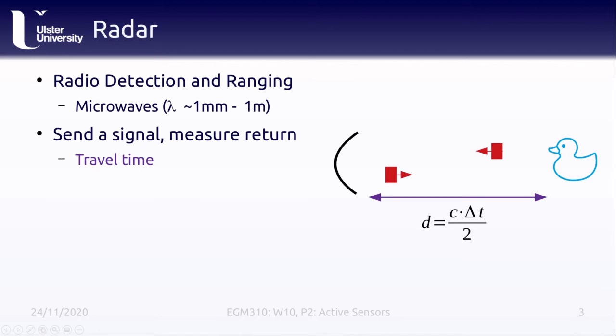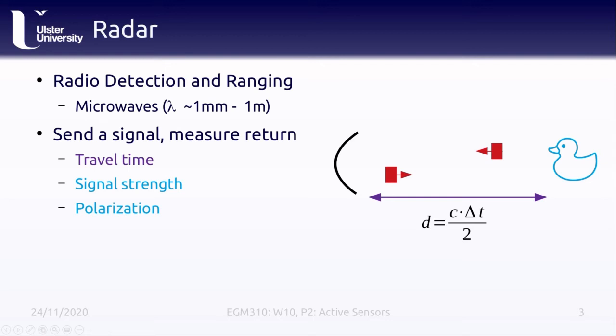If we know the speed of the signal, which we usually do because it's the speed of light, then we know how far away the object is. It's just the speed times the time it takes for the signal to come back, delta t, divided by 2. In doing this, we can also measure the signal strength. How much energy is reflected back to our receiver. This gives us some information about the object, perhaps how big it is or the properties of the surface.